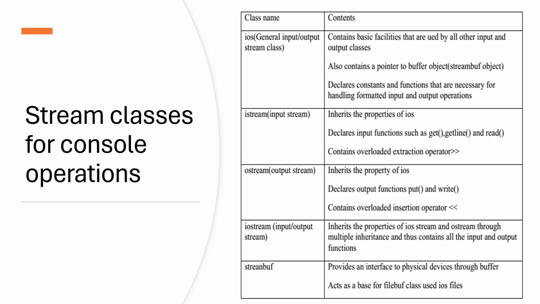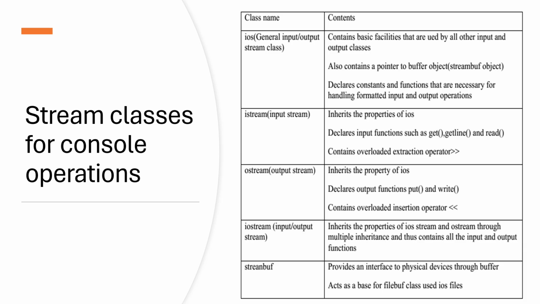Then it declares constants and functions that are necessary for formatted input and output. So there will be formatted input and output functions, and those need some constants and functions. So all of it is declared in that IOS. Then istream, it is an input stream. This inherits the properties of IOS. So IOS is a base class, and from that the input stream is inherited. While inheriting, it inherits all the properties from IOS.